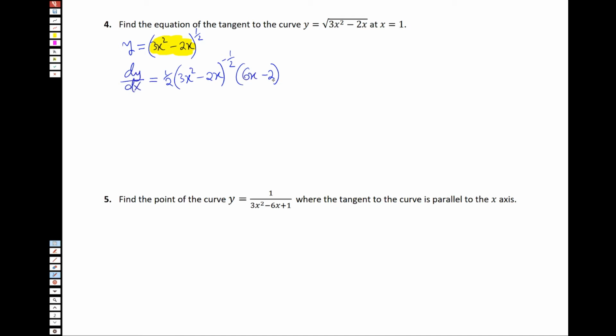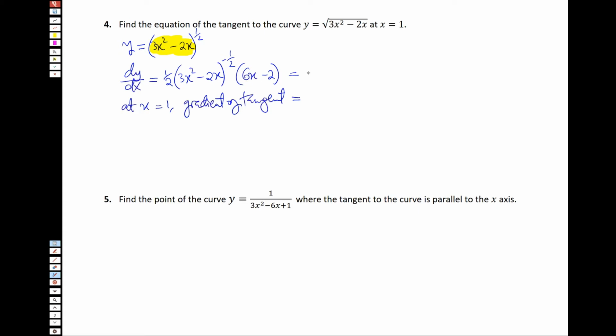Now, we are interested in finding the gradient of this function at x equals 1. So you can go ahead and say that at x equals 1, the gradient of the tangent will be equal to, we substitute 1 in place of x in this expression. So we shall end up with, by the way, this expression simplifies to, because a half of each of these is just 3 and 1.